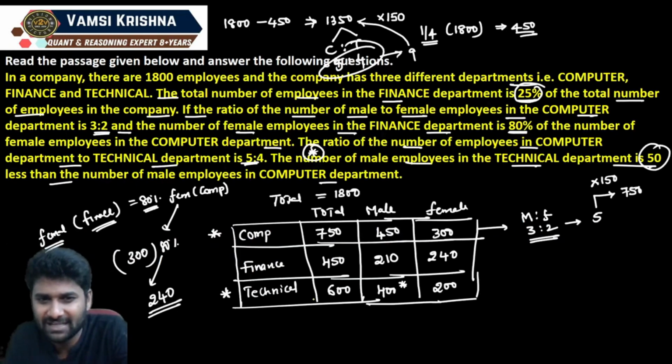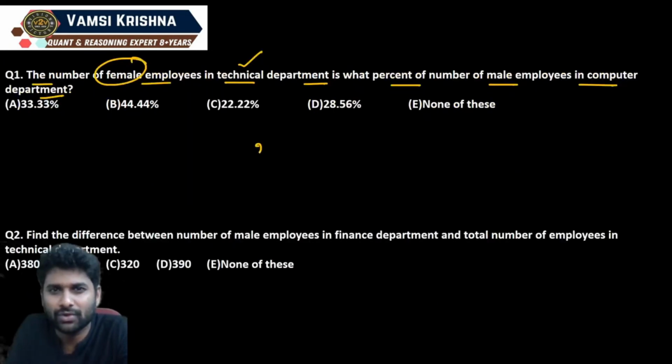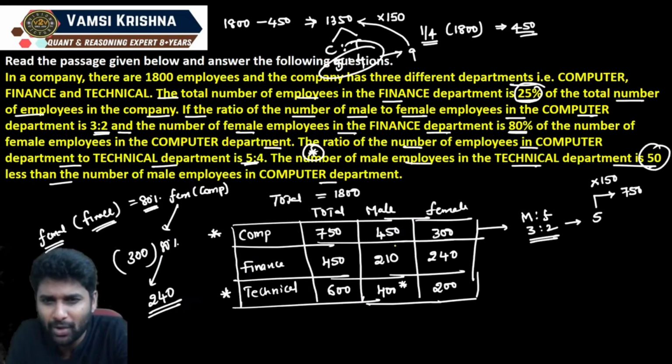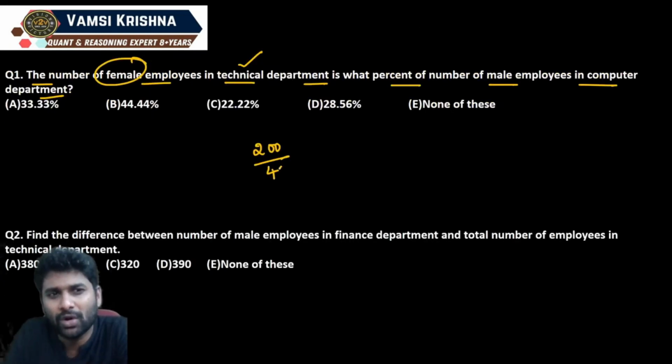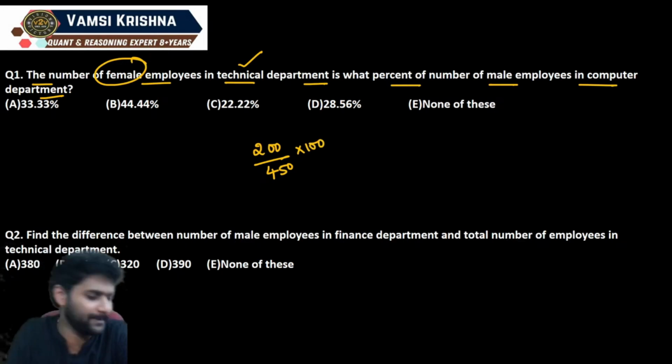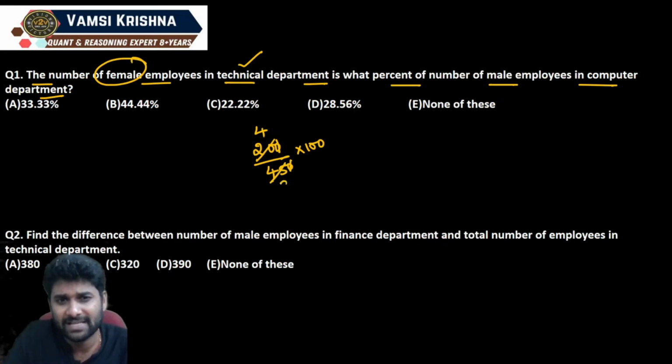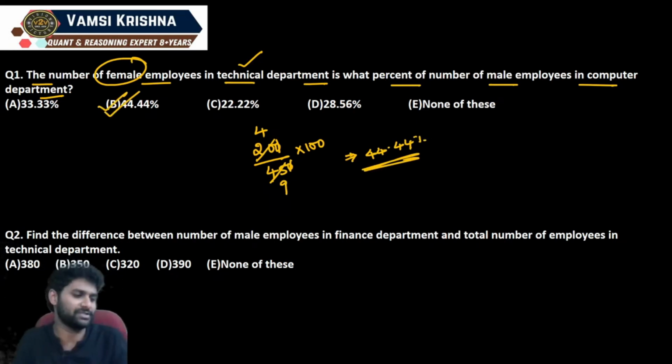Female employees in technical. So female in technical is exactly equal to 200. Is what percentage of male employees in computer? Male employees in computer is 450. Means 200 is what percentage of 450. Go through the calculation. See, you just cancel in this way. Go through the table here. 5 fours are, 5 nines are, 4 by 9th of value is exactly equal to 44.44%. So 44.44%.